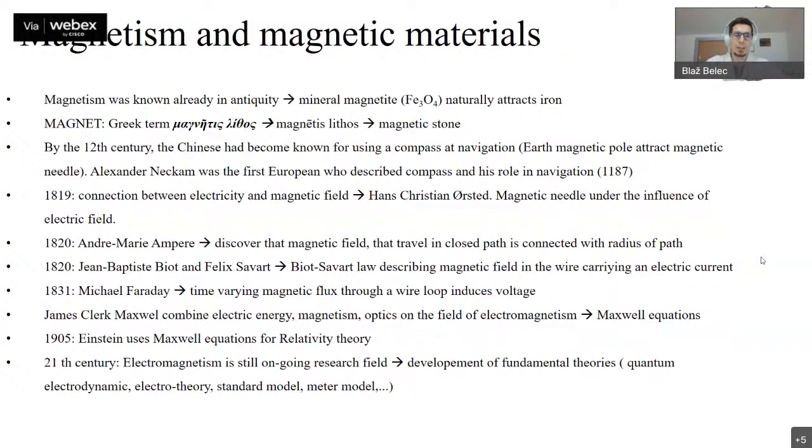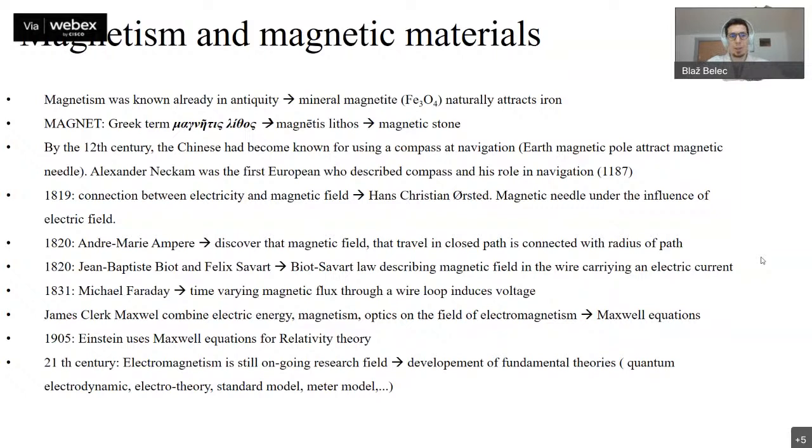In 1819, there was the first connection between electricity and the magnetic field. This connection was described by Hans Christian Ørsted. He described this with the use of a magnetic needle under the influence of an electric current. Basically, he created an electromagnet, and the magnetic field aligned with the magnetic force.